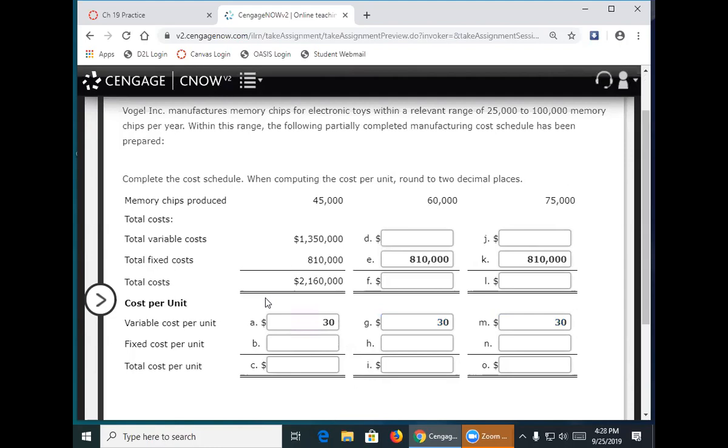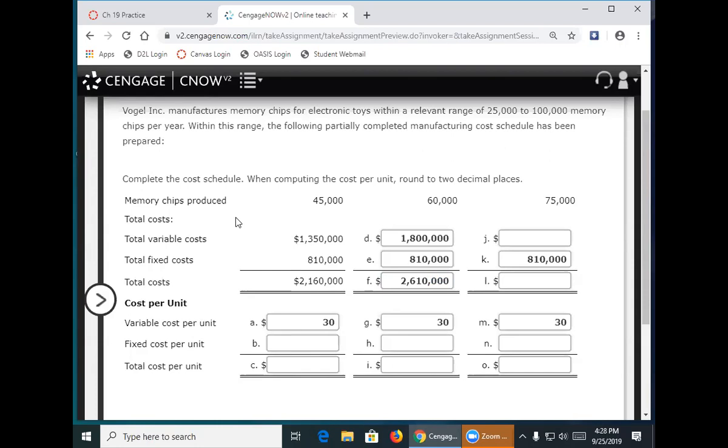So then what is my total variable cost if I made 60,000 memory chips? Very good, 1,800,000. We're just going to take 60,000 times the $30 variable cost per unit. If we make 60,000 memory chips, it's going to cost us 1,800,000 in variable plus the fixed of 810,000. Then we can get our total cost at that production level. So it's 2,610,000, just adding those together.